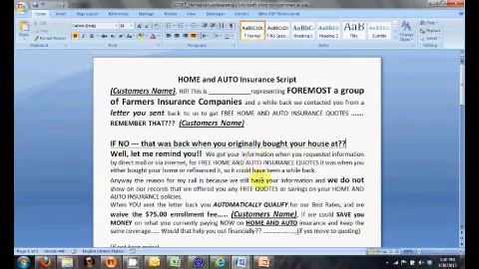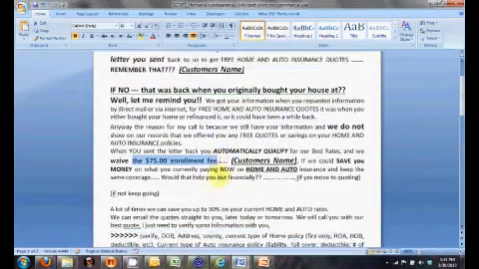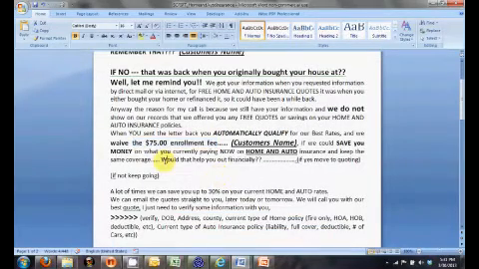We got your information, and the reason we're calling you is because we want to have the opportunity for you to give us the opportunity to give you a free quote on your home insurance, and we will offer you the best rates and waive the $75 enrollment fee. Okay? Can we go ahead and do that? If we can save you some money, would that help you out financially?